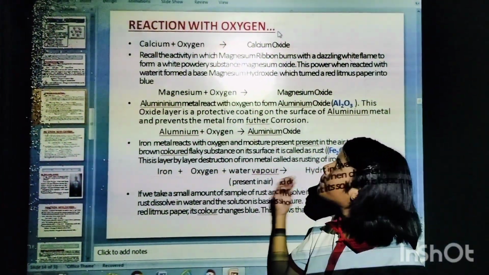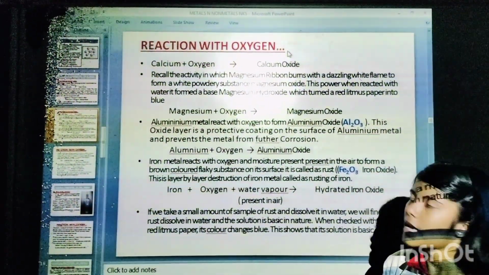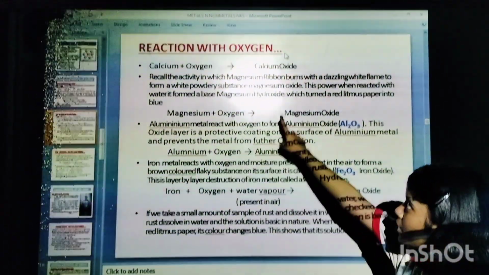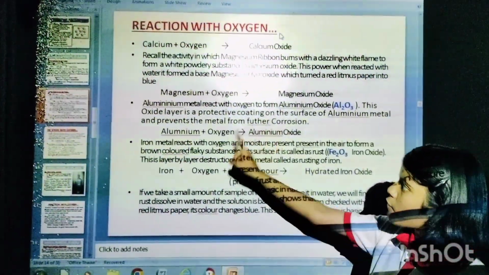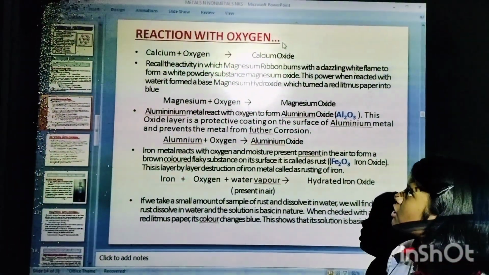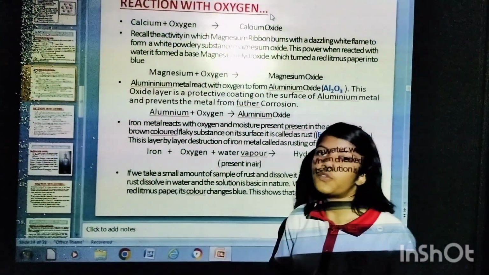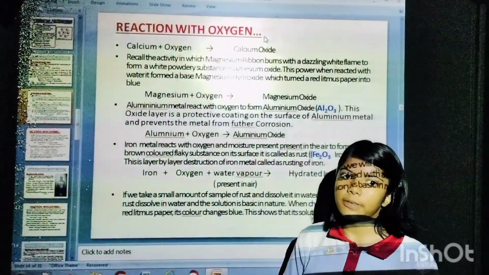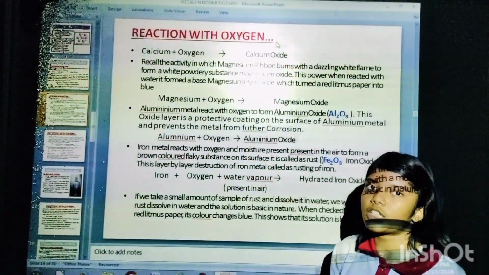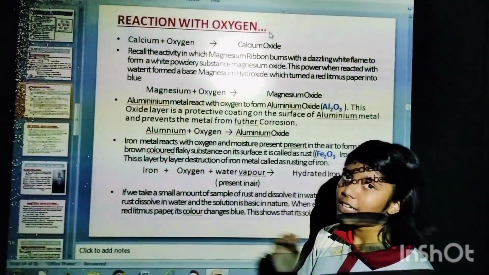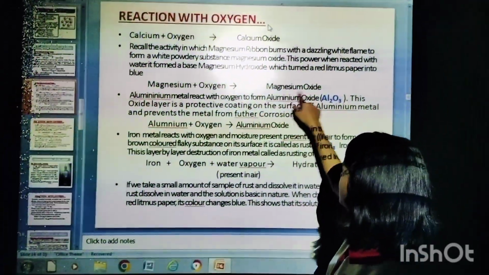When the magnesium ribbon burns with a dazzling flame, it forms a white powdery substance called magnesium oxide. When this powder is dissolved in water, it forms a base called magnesium hydroxide, which turns red litmus paper blue. As we learned in previous chapters, if red litmus turns blue, then the solution is basic in nature. So magnesium combines with oxygen to form magnesium oxide.